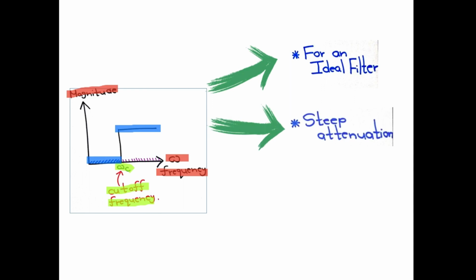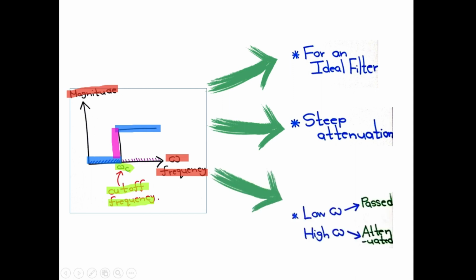Okay. Now, there are some special facts that I want to specify here. The first one is this plot is for an ideal high pass filter. And the second one is we can observe a steep attenuation here. Then the third fact is low frequencies are attenuated and high frequencies are passed, just as we discussed before.